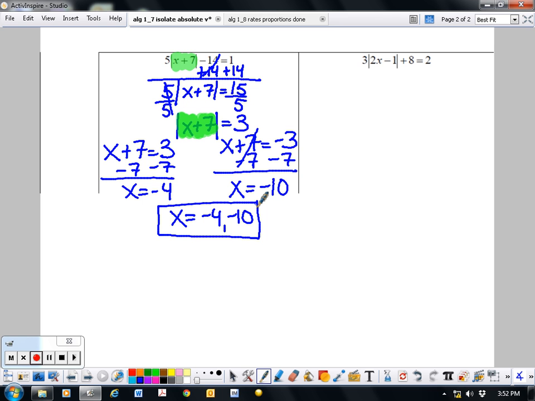And if you're ever wondering, if absolute value makes things always positive, then how can x be negative? It all has to do with the mathematical setup of things. If you were to plug this in, you would find that it would work. So go back in and say, what's negative 4 plus 7? Oh, that's 3. What's absolute value of 3? 3. What's 5 times 3? 15. What's 15 minus 4? 1. And it totally works.